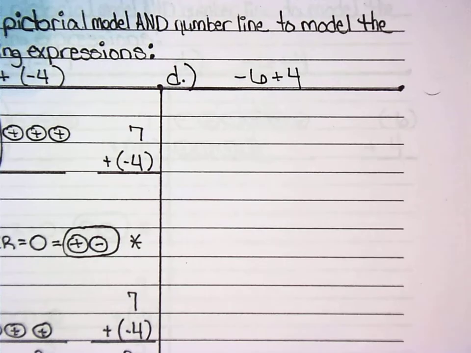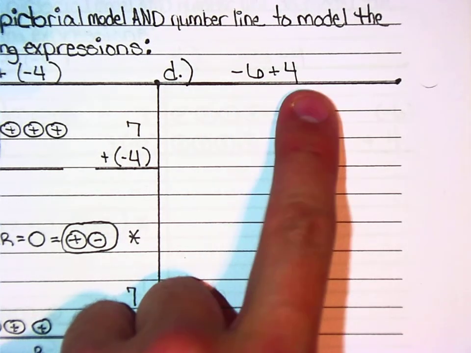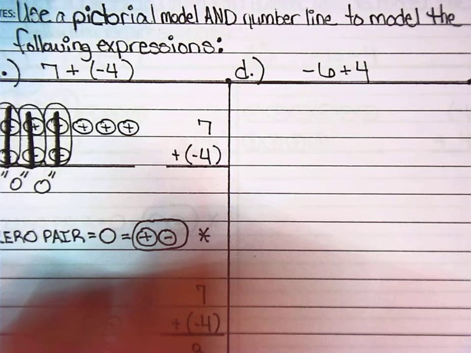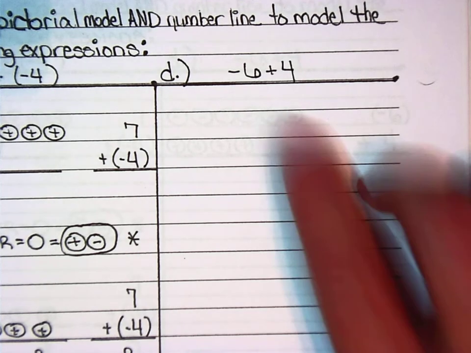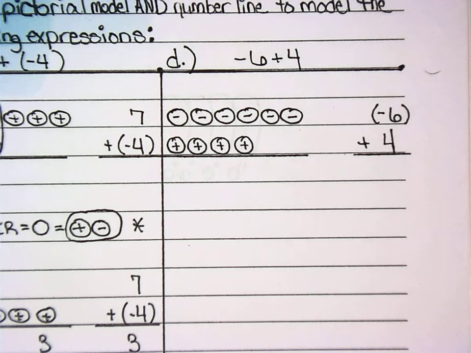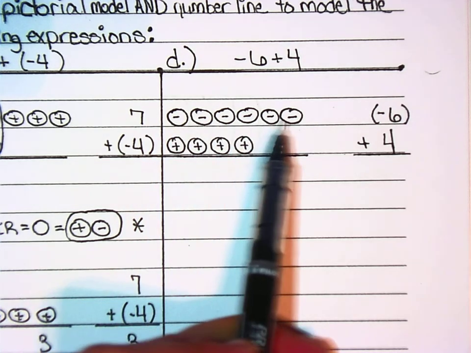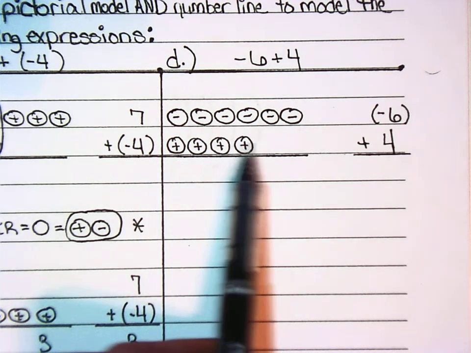Example D says negative 6 plus 4. Now in this case, we're dealing with more negatives being added to a few positives. In example C, we had more positives added to a few negatives. But the process is exactly the same. To model it, we'll begin with the integer circles, the pluses and minuses. And here, I wrote 6 negative circles, so 6 circles with minus signs or negative signs in them, being joined with or added to 4 positives.